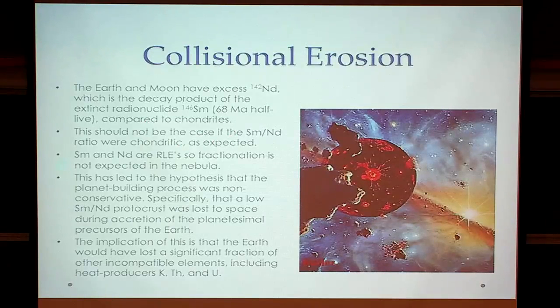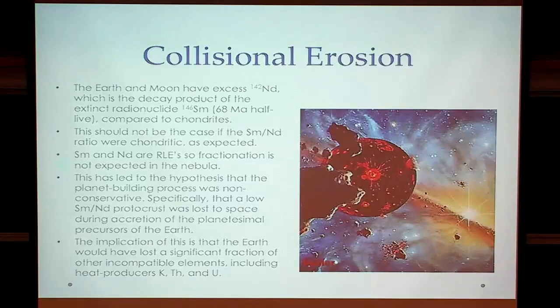The samarium-neodymium ratio of the Earth should be the same as chondrites, because these two elements condense within about 50% condensation temperatures, or within 10 degrees of each other. Both are refractory lithophile elements. It doesn't look like the nebula can fractionate them. So that led to the hypothesis that the planet building process perhaps was not conservative. Specifically, as planets grow, magma oceans form, and then they form this crust. The crust is enriched in incompatible elements.